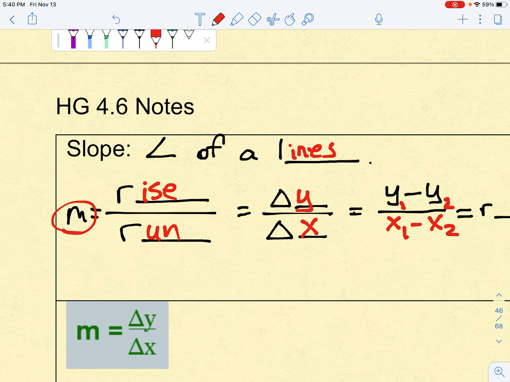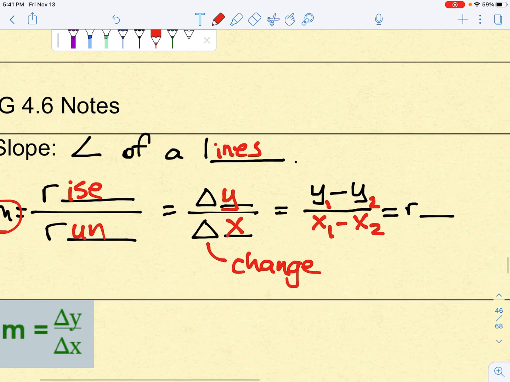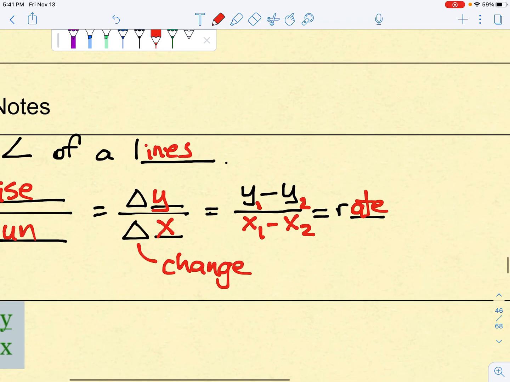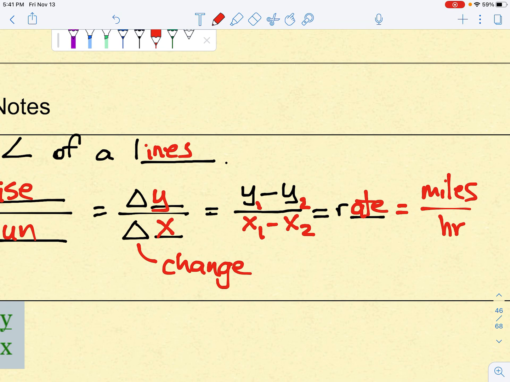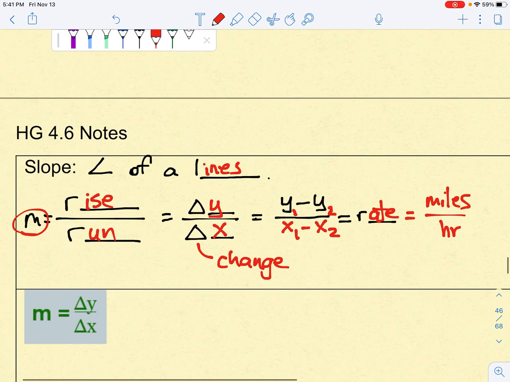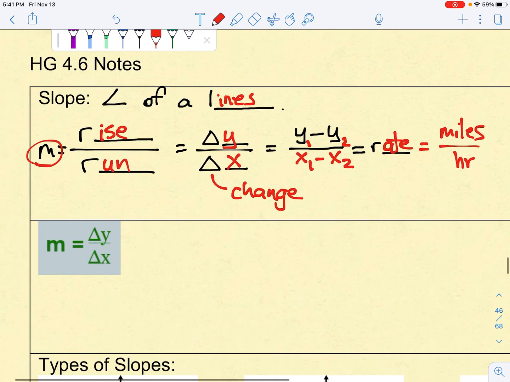This probably was not introduced to you. It's called delta y over delta x, and delta means the change in the y's and the change in the x's. And finally, if your slopes represent different quantities, like miles per hour, right? Miles per hour. And if you change the miles and change the hour, that's a new rate, right? That's a slope. So higher mathematics tends to look at slope in terms of rate.